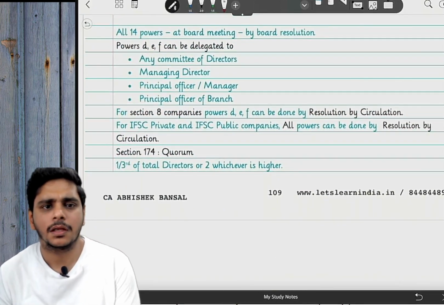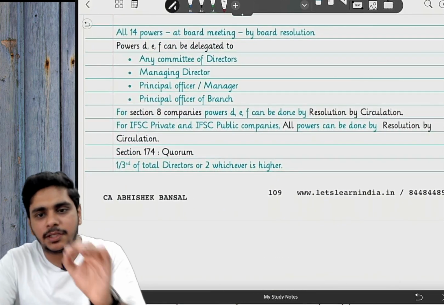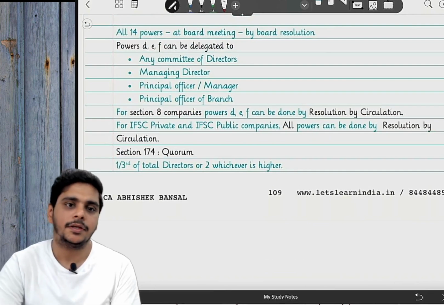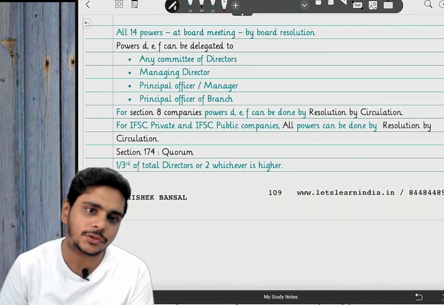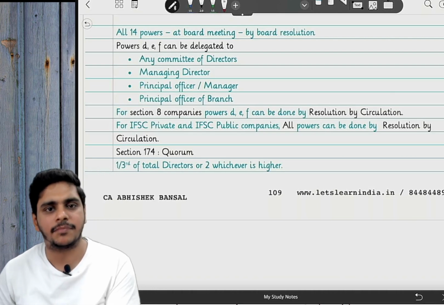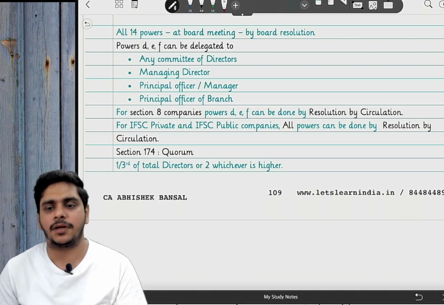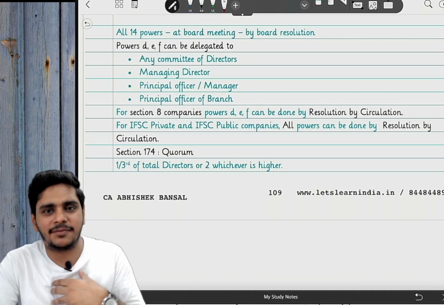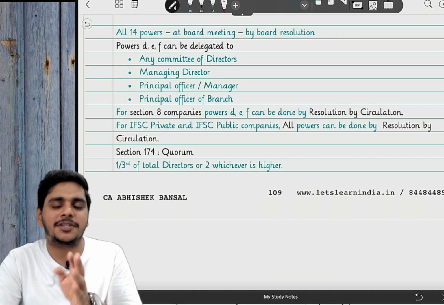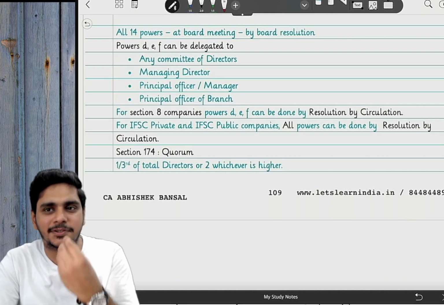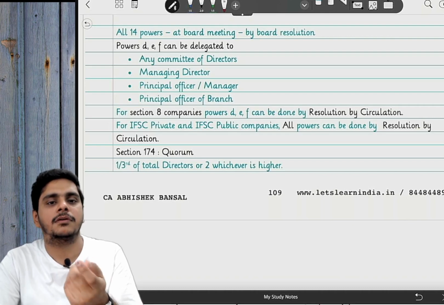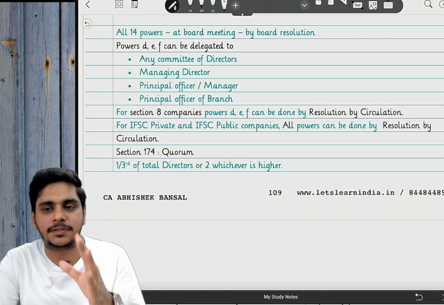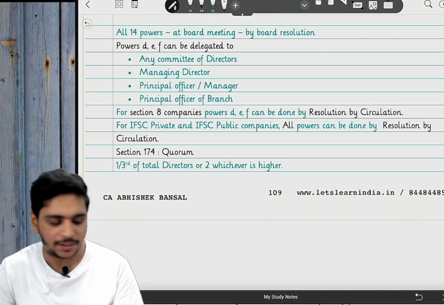Now, guys, quorum basically means the minimum number of members required in order to constitute a valid meeting. For example, if I am calling a batch, I am there, at least 2 people should be there to start the batch. Then only it is called a batch. So this minimum number of persons should be there to start a valid meeting.